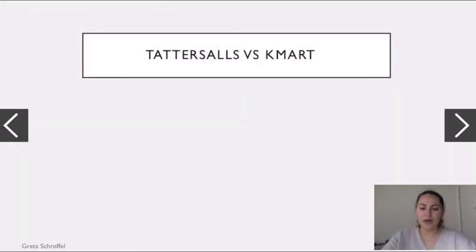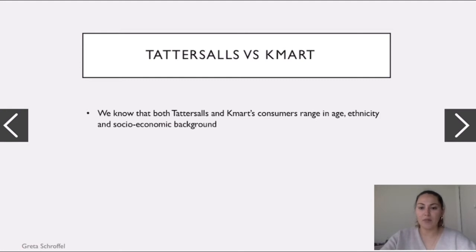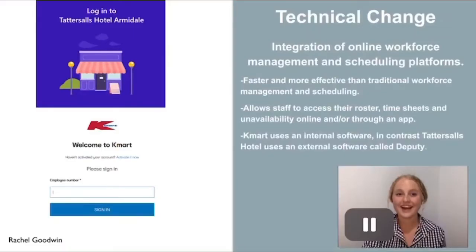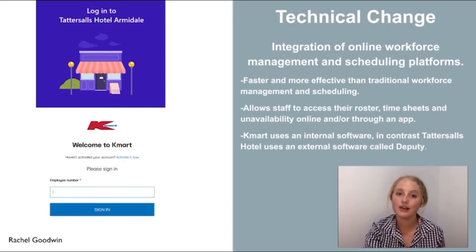So we know that the consumers of Tattersalls Hotel and Kmart range in age, ethnicity and socioeconomic background. However, the core difference in the likely intercultural issues stems from the actual business structure as well as the target market demographics. Tattersalls Hotel and Kmart have many similarities between them in terms of technical, legislative and geopolitical change.